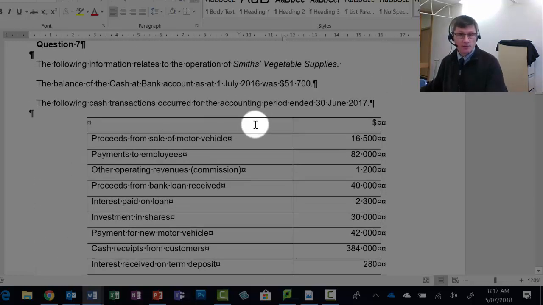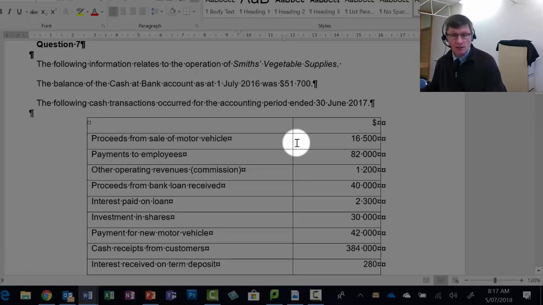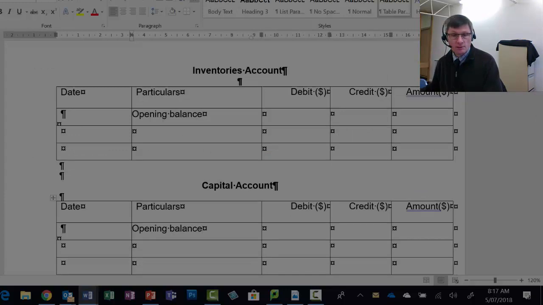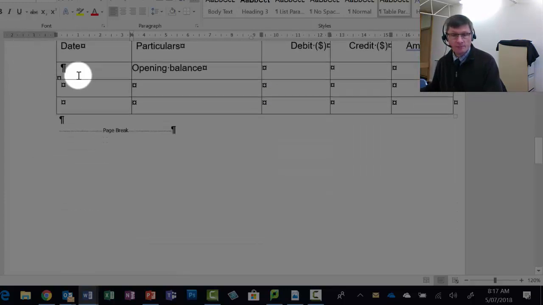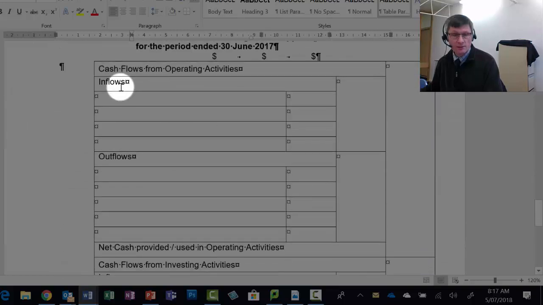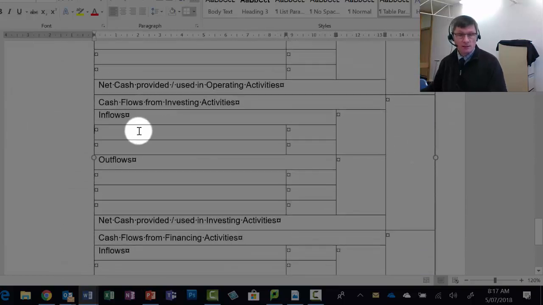So let's get started. So proceeds of the sale of a motor vehicle. Motor vehicle is relating to a non-current asset, which is an investment activity. So that is investment activity coming in. So let me go to here. So it's investment coming in. Going the wrong way. There it is. So investment, so in, motor vehicle. And that's money coming in for $16,500.